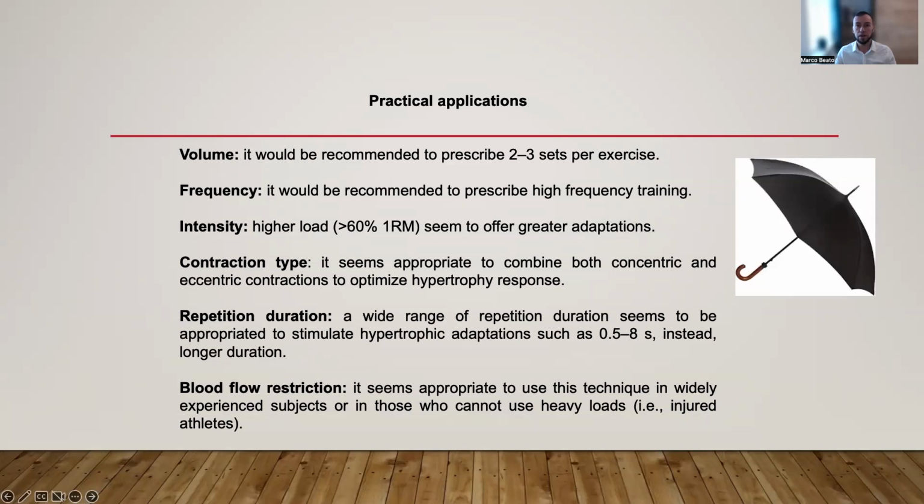About contraction type, it seems appropriate to combine both concentric and eccentric contraction to optimize hypertrophy responses. However, it seems that eccentric contraction may offer some additional advantages compared to the concentric one. About repetition duration, a wide range of repetition duration seems to be appropriate to stimulate hypertrophy adaptation, such as 0.5 to 8 seconds, this type of range. However, longer duration seems to be counterproductive.